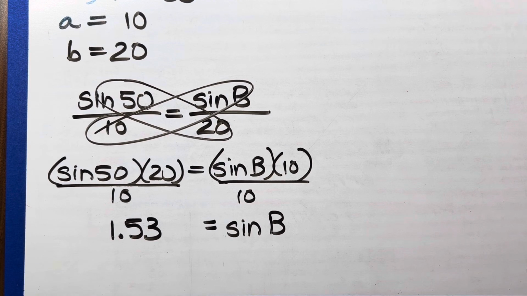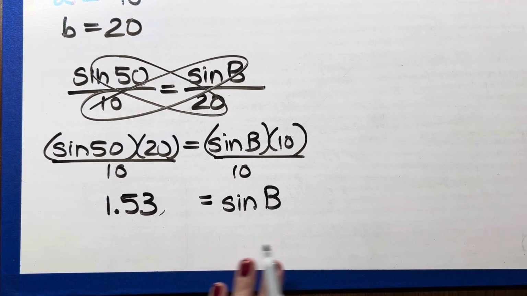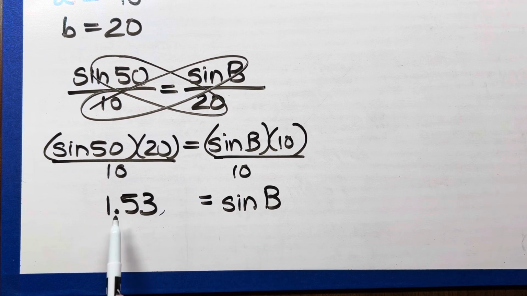So I want you to stop for a minute, and I want you to think about the value that we are seeing right here, because something should be a red flag to you. On the unit circle, for sine and for cosine, there is no value that is bigger than 1, and there is no value that is smaller than -1.